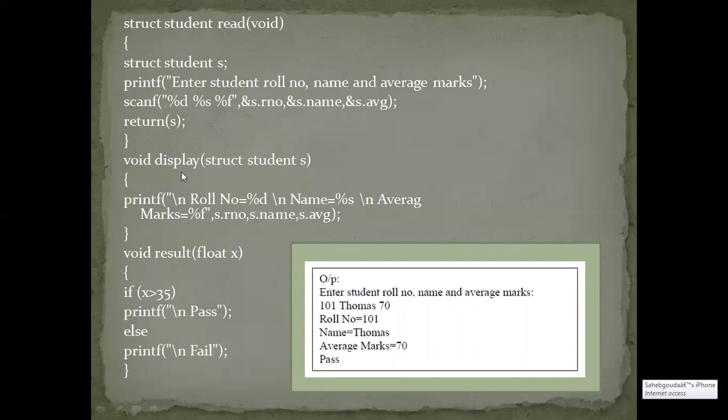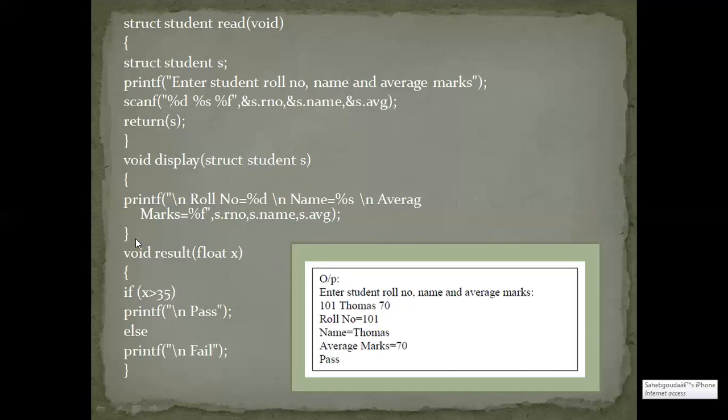Then next, another function, that is display. Here I have read using this read function, and here I'm going to display the information whatever I have read. So I'm going to display roll number, name, average marks. Okay, so check out the output. Enter student roll number, name and average marks. So I have entered 101, Thomas and 70. So I'm going to display the roll number as 101, name as Thomas and average marks as 70.